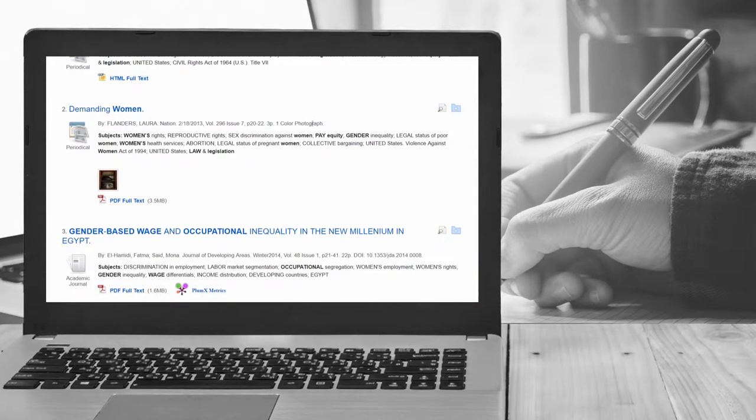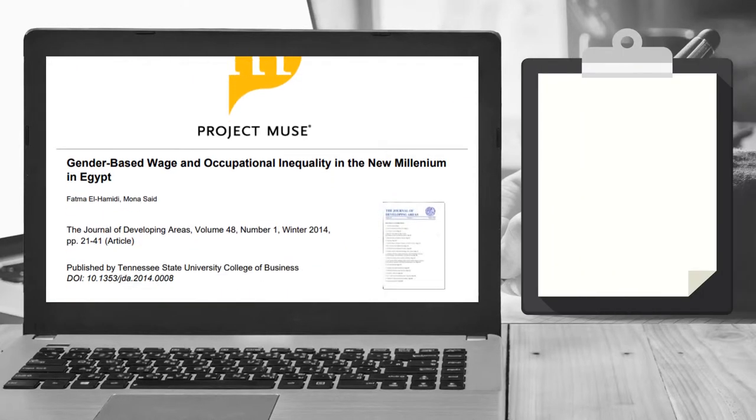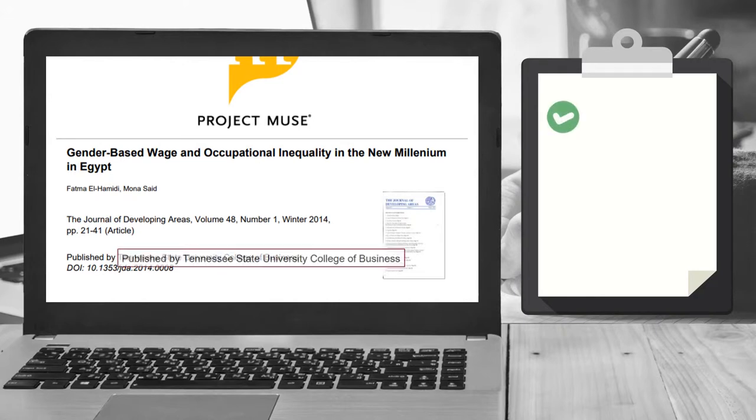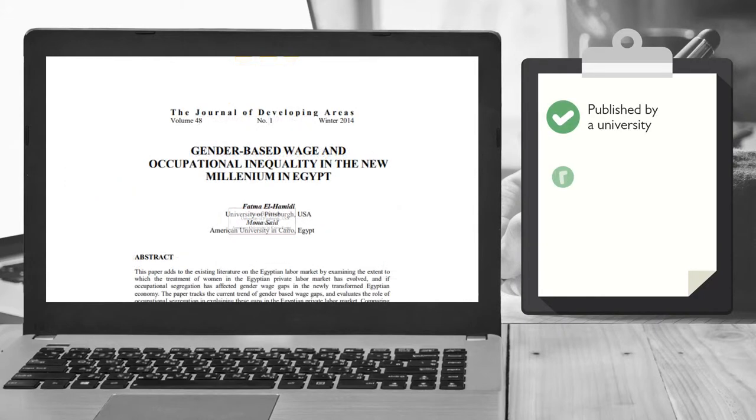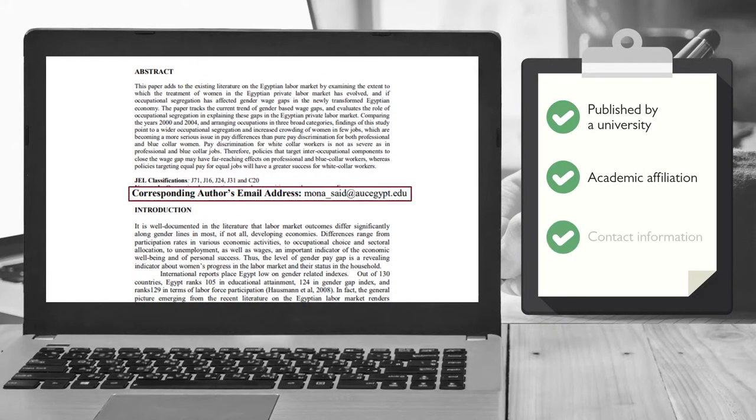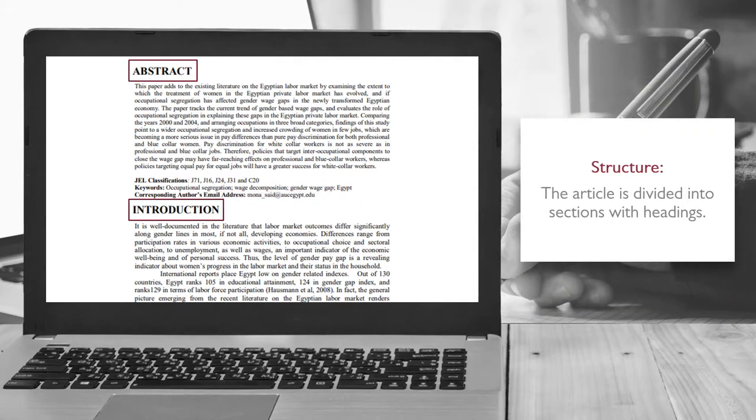Here is another article from the results list. The database states the article is in an academic journal and that it's 22 pages long. Here, we can see that a university publishes the journal. That's a good sign. The authors have academic affiliations. There is contact information for one of the authors. If we examine the structure, we can see that the article is divided into sections with headings.